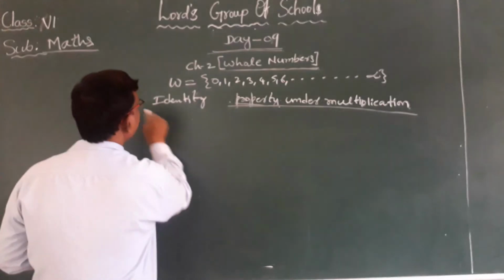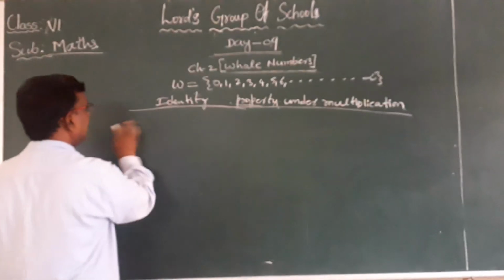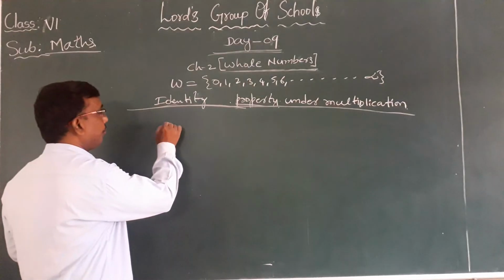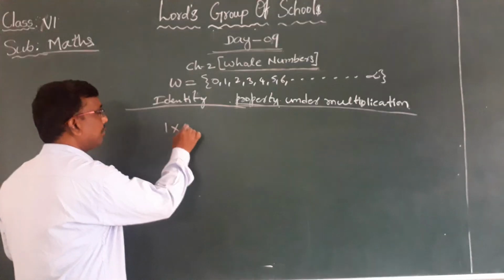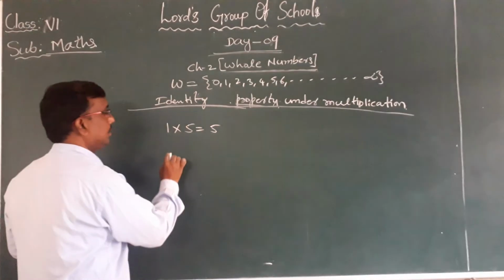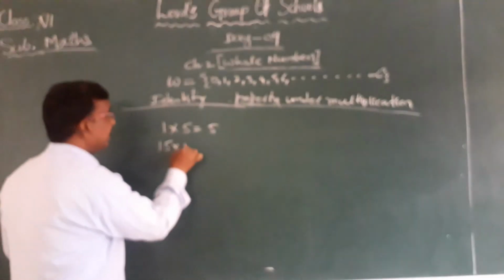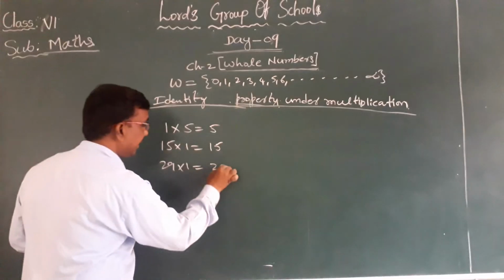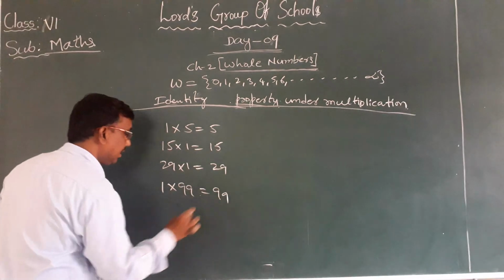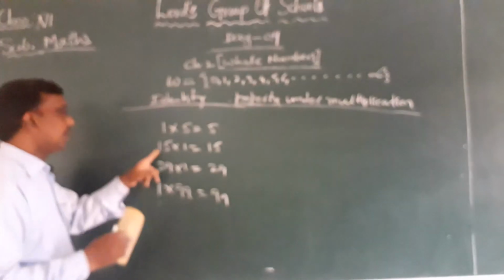Identity property under multiplication. What will we have when you multiply 1 with any whole number? 1 into 5 is what? 5. 15 into 1 is 15. 29 into 1 is 29. 1 into 99, what do you get? 99. When you multiply any number with 1, or 1 with any number, you get the same number.